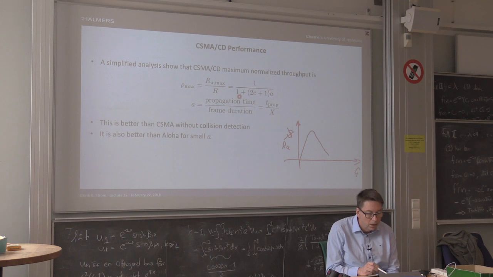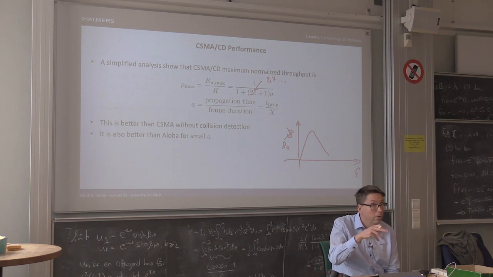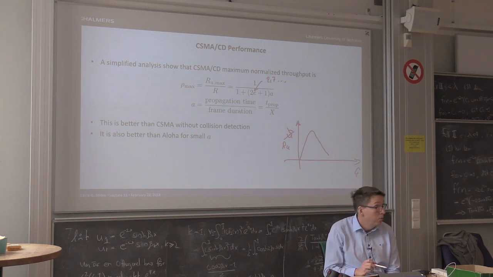and then one can show that it's actually something like this. It's 1 over 1 plus 2e plus 1 times A. And this e here is this 2.7 whatever, right? So it's the constant e. And A here is the normalized delay bandwidth product. So it's T-prop divided by X, where X is the frame duration. And this e here actually comes from slotted ALOHA in the analysis. It's the same e that pops up there.